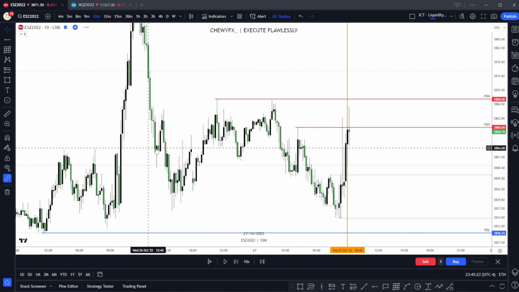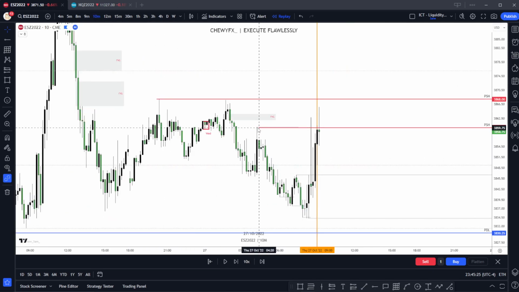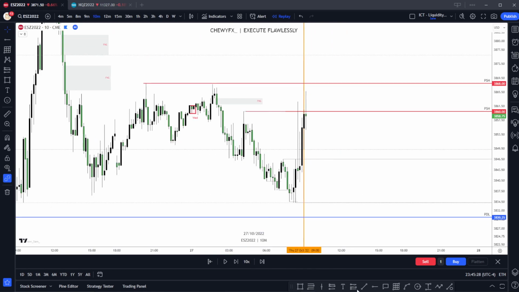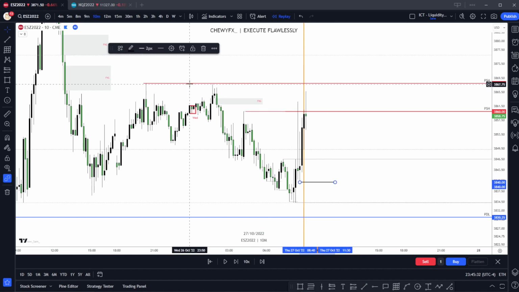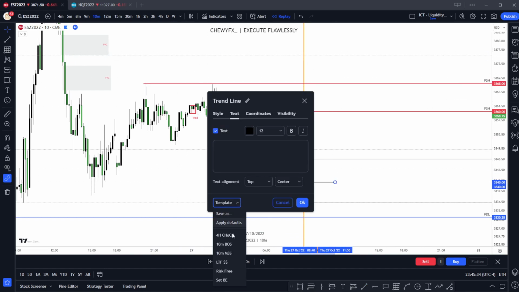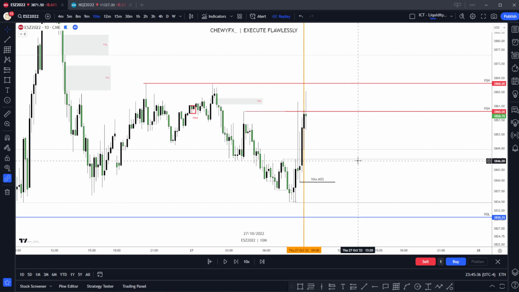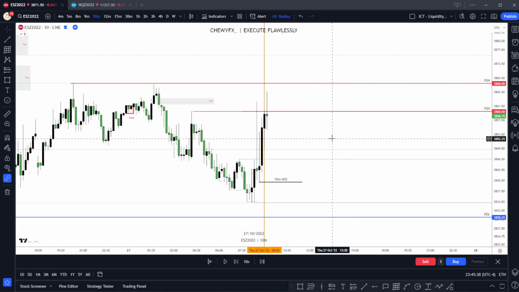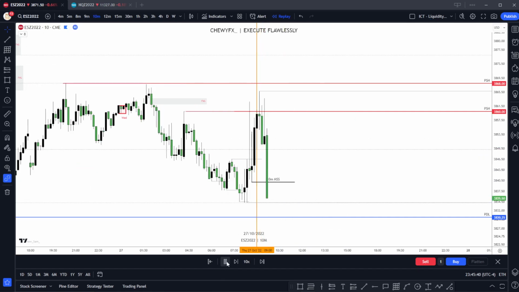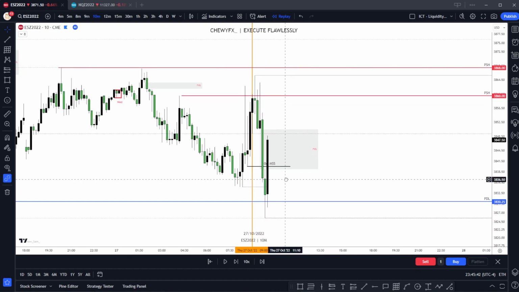Now we can go down to the 10-minute time frame. We did sweep some session liquidity here. Let's take note of the 10-minute MSS there, bearish. Honestly, this is just so close to the previous day low. I wouldn't even be inclined to take this trade, honestly.